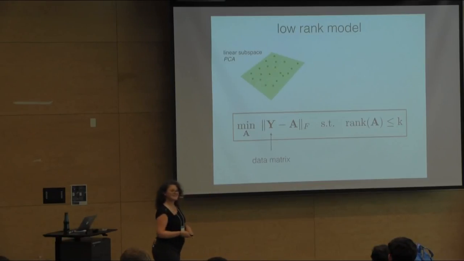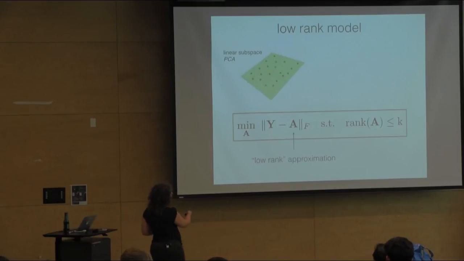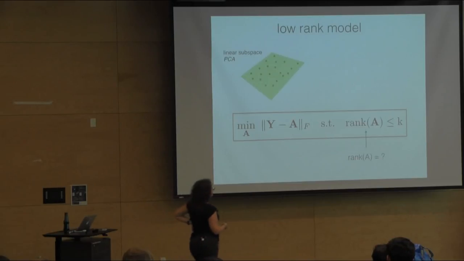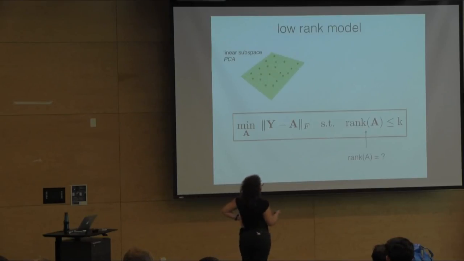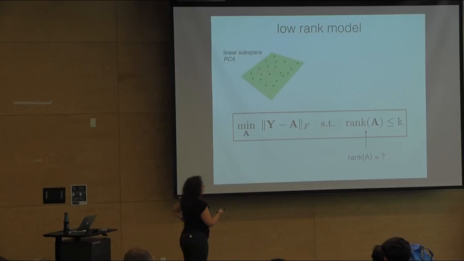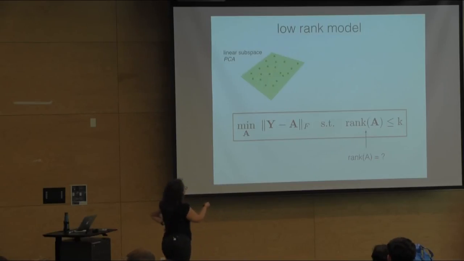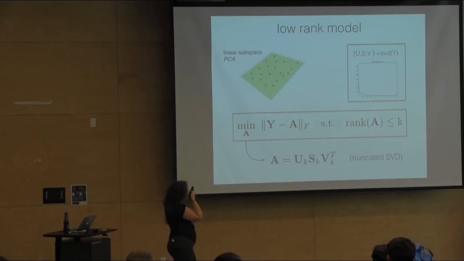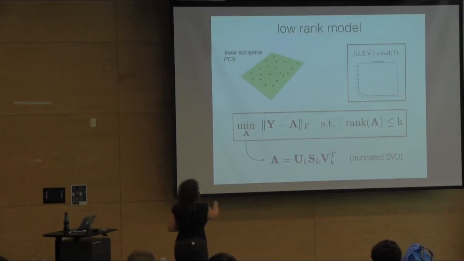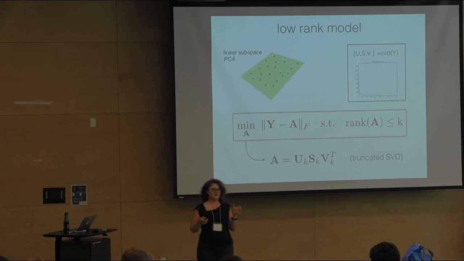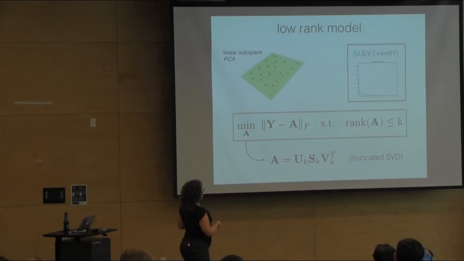Oh, and I actually had a nice step through of all this. Okay, so we have our data matrix. That A is our low rank approximation. These are the constraints, and this is the rank constraint. One solution to this problem is found by forming the SVD, the singular value decomposition, of the data matrix.